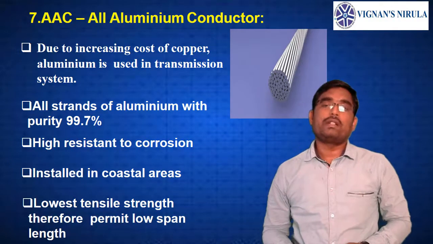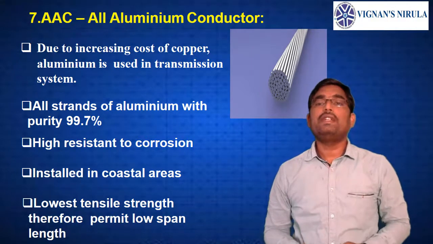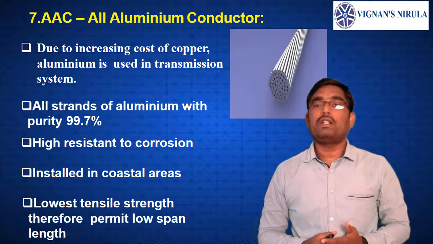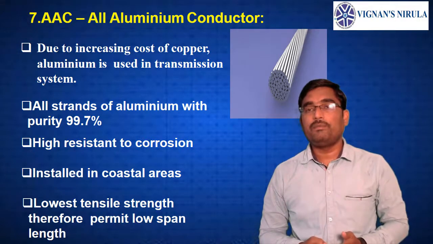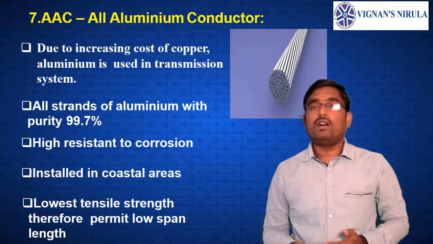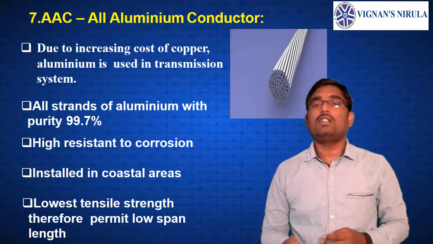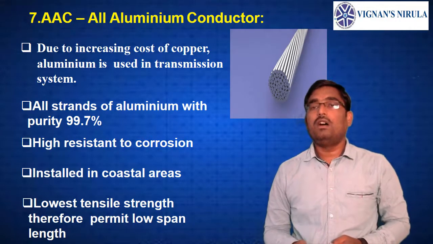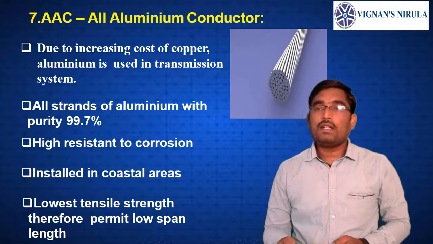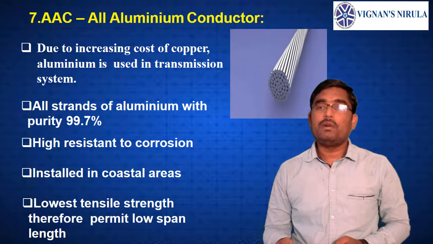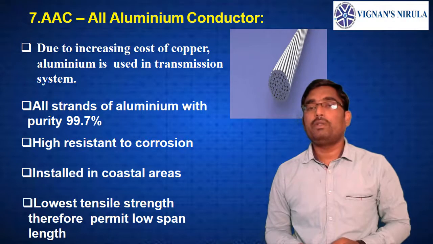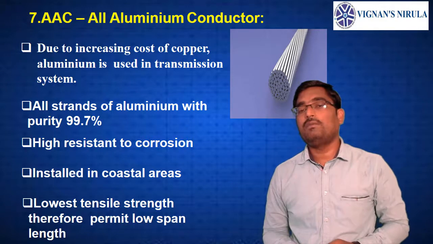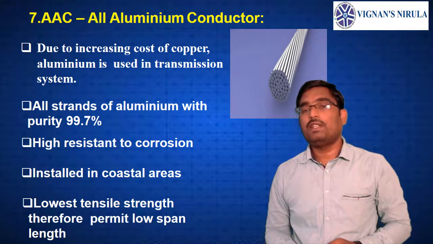Next one, all aluminum conductor. Due to the increasing cost of copper, aluminum is a very important option for the erection of transmission lines. In an all aluminum conductor, all strands are aluminum with a purity of 99.7%, which is highly resistant to corrosion. It is installed in coastal areas.